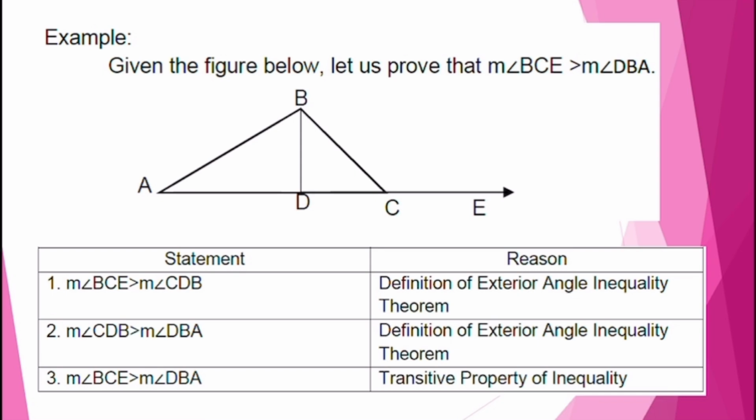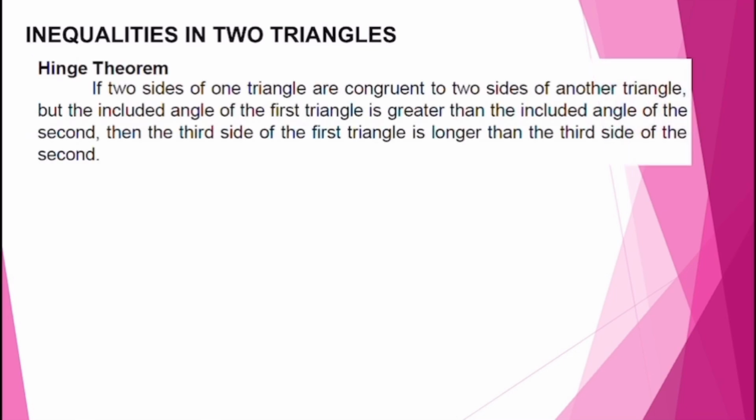Now, after we discuss the inequalities in one triangle, let's proceed to the inequalities in two triangles. So we have the hinge theorem. If two sides of one triangle are congruent to two sides of another triangle, but the included angle of the first triangle is greater than the included angle of the second, then the third side of the first triangle is longer than the third side of the second.